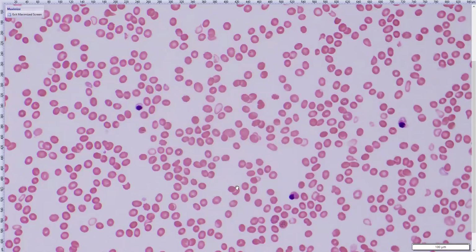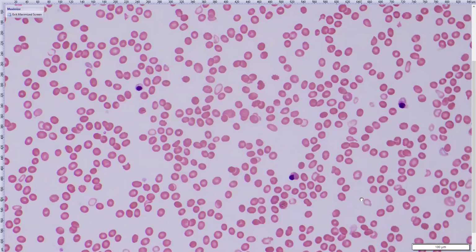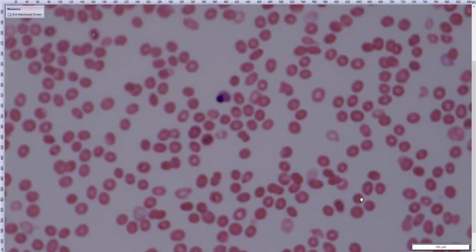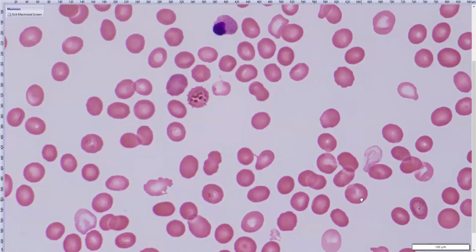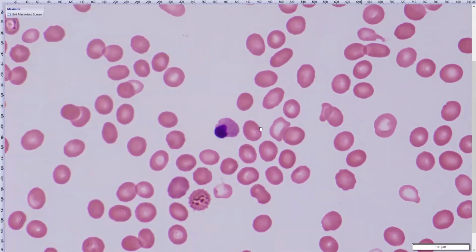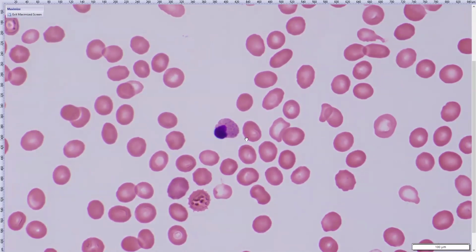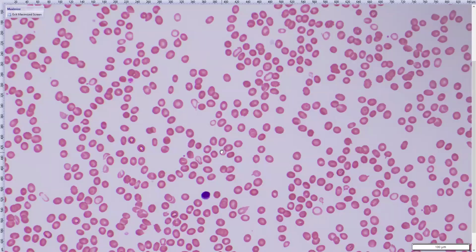Here in this field, I see 1, 2, 3 nucleated red blood cells. Let me go high power, show the morphology. This one here is a nucleated red blood cell. As you can see, the color of the cytoplasm is very similar to the color of the mature red blood cell, and we do have this clumped nucleus here. Let's go around to see if we can see more blasts.